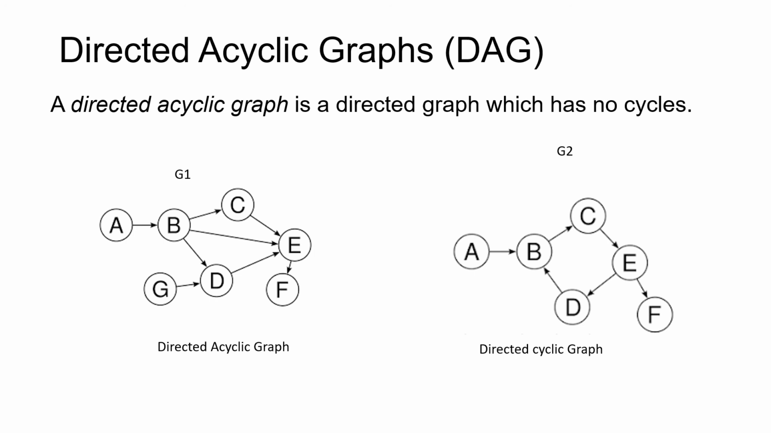We can see that in graph G2, the path which starts from the vertex B travels through C, E, D and gets back to the same vertex B. So there exists a circuit or a cycle. So graph G2 is an example of a directed cyclic graph, while in graph G1 there is no such circuit existing. So graph G1 is an example of a directed acyclic graph.